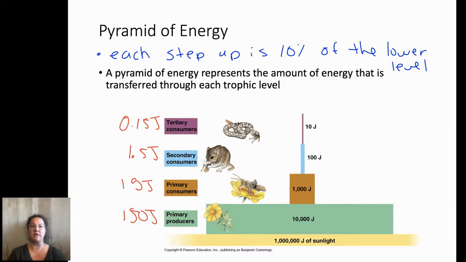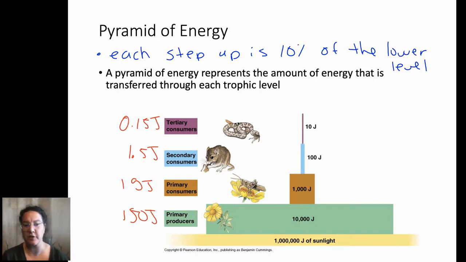A pyramid of energy is where, again, we're going to talk about that 10% rule, where each step up the trophic level is going to be 10% of the energy of the lower level. This one's really easy to draw mathematically because you have a 10% smaller one every time. So here, if we have 1 million joules of sunlight, we'll have 10,000 joules of energy in our plants, 1,000 joules of energy in our primary consumers, 100 joules in our secondary consumers, and 10 joules in our tertiary.